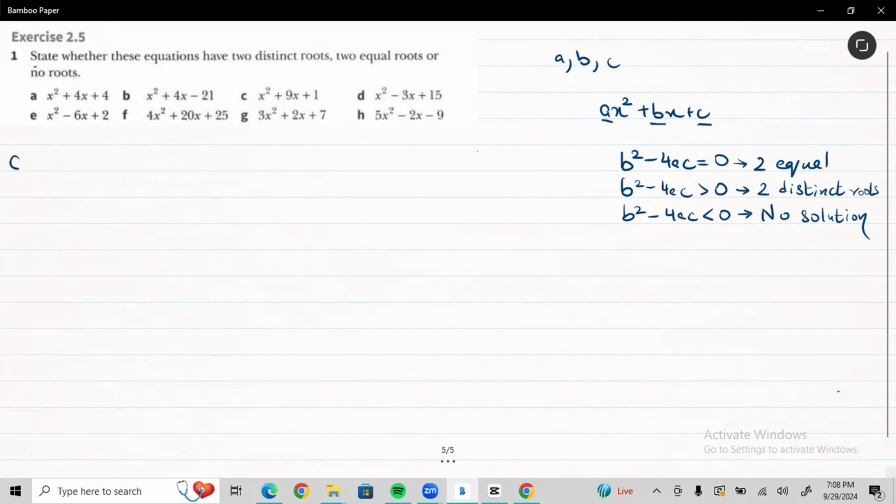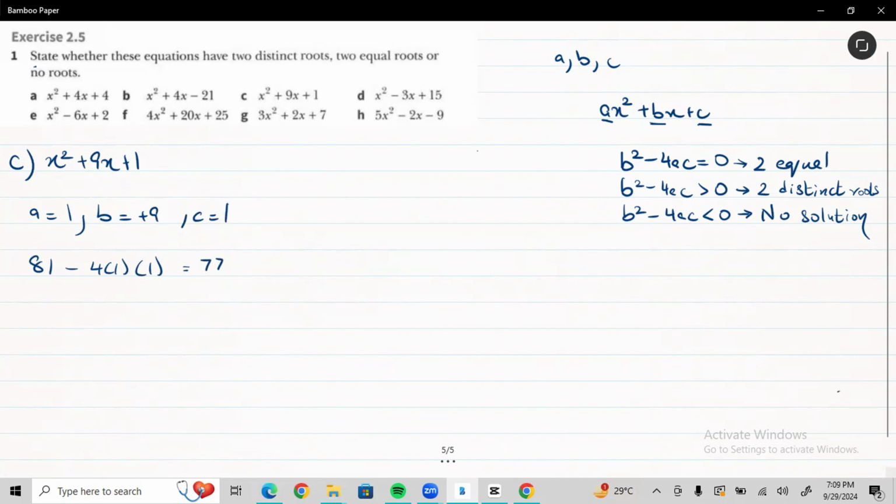Okay, so for part C, we have x squared plus 9x plus 1. Again, we are going to follow the same pattern. a is equal to 1, b is equal to positive 9, c is equal to 1. And what we are going to do is b squared, 9 9s are 81, minus 4 multiplied by 1 multiplied by 1. So the answer is going to be 81 minus 4, which is 77.